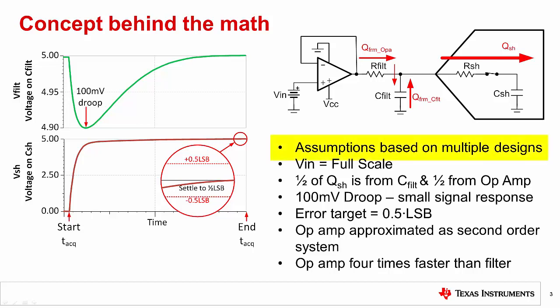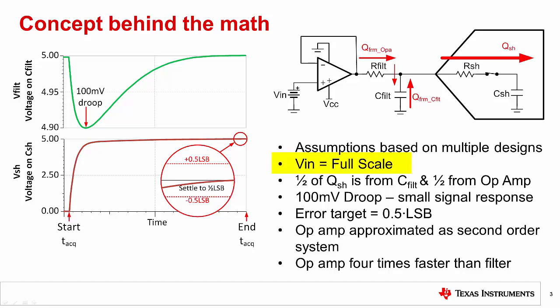The assumptions are based on measured and simulated results for multiple designs. There is a significant amount of technical literature covering the selection of the amplifier and RC charge bucket circuit, and most of this literature will use similar approaches. We believe that this approach combines the best aspects of these methods and provides a more methodical way to optimize the circuit. One assumption is that the input is a full-scale input.